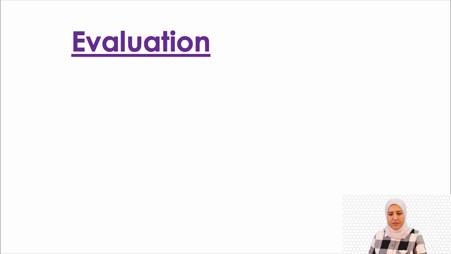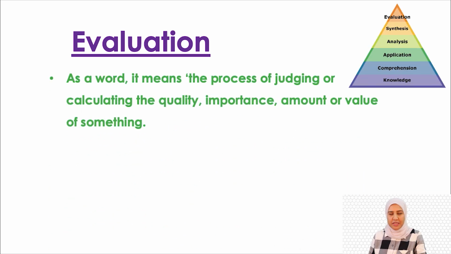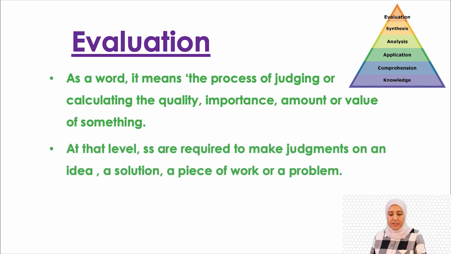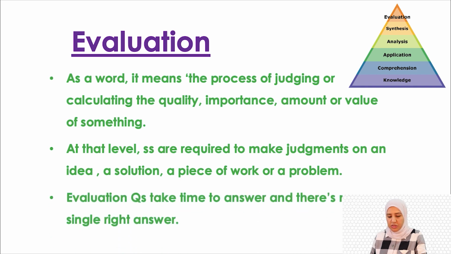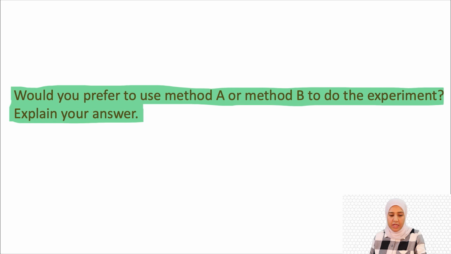The last level, evaluation, the top, to judge. Evaluation, to judge. It means the process of judging or calculating the quality, importance, amount or value of something. This is the highest level of higher order thinking skills. At that level, students are required to make judgments on an idea, solution, piece of work, problem. Evaluation questions take time to answer, and there is no single right answer. All higher order thinking skills need a long time to answer. Would you prefer to use method A or method B to do the experiment? Explain your answer.